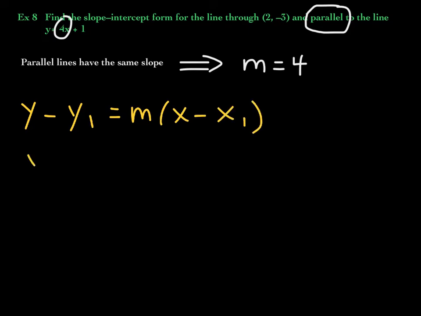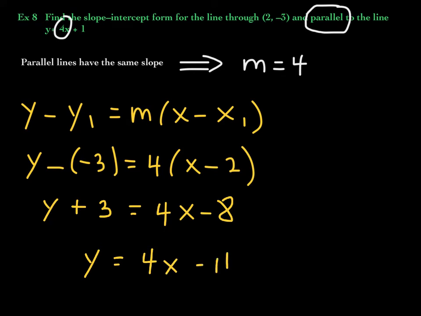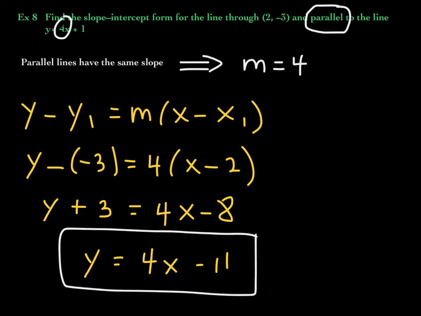I'll go ahead and plug in the y coordinate that they gave me. It's right there. Negative 3 is the y coordinate. So be careful with your signs there. Plug in your slope. Plug in the x coordinate that they gave you, which is 2. 2 is right there. So now just simplify and solve for y. Distribute the 4. Subtract 3 from both sides. When you subtract 3 from both sides, you get negative 11. All right, so then this is the slope-intercept form for the line that is described above.